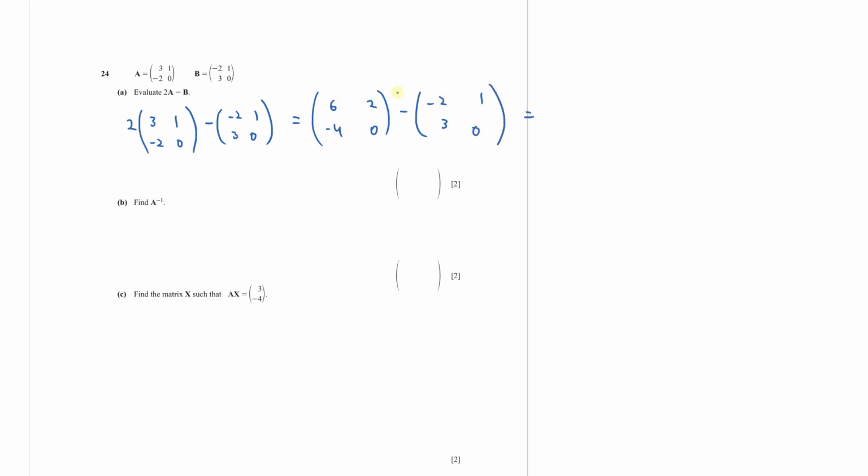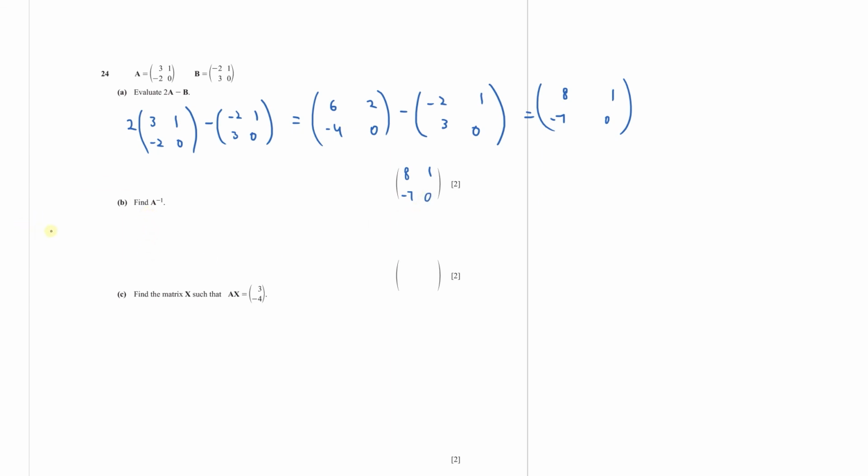Now I will subtract the corresponding numbers in the matrix. So 6 minus minus 2, which is plus, 6 plus 2 will be 8. 2 minus 1 will be 1. Minus 4 minus 3 will be minus 7. And 0 minus 0 will be 0. So this will be 8, 1, minus 7, and 0.